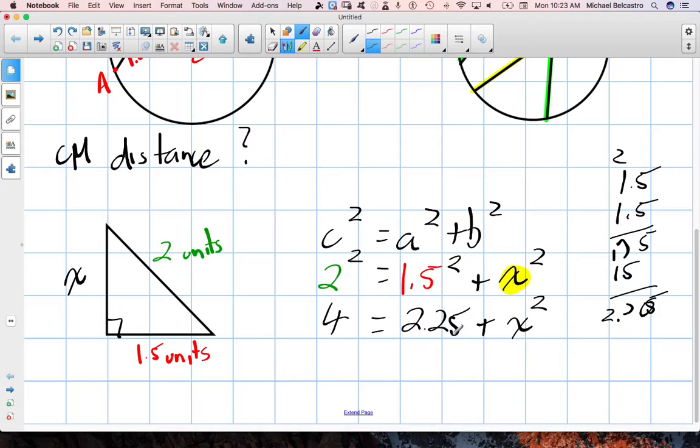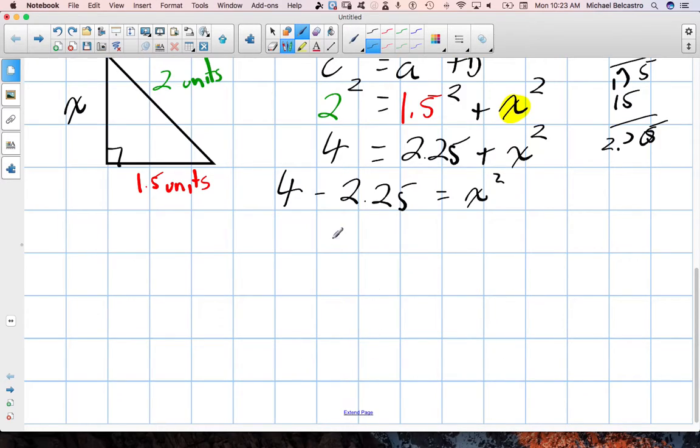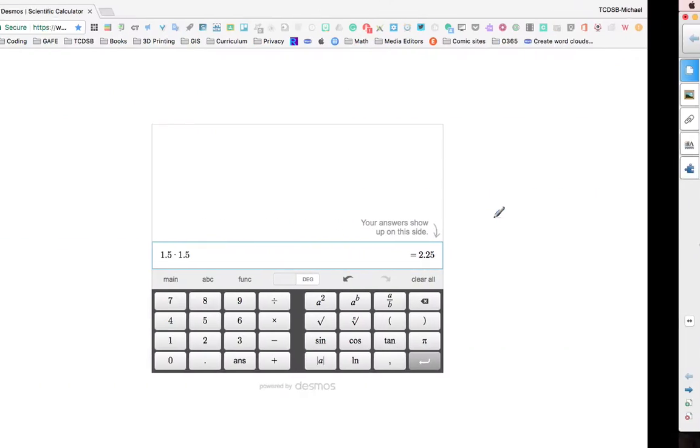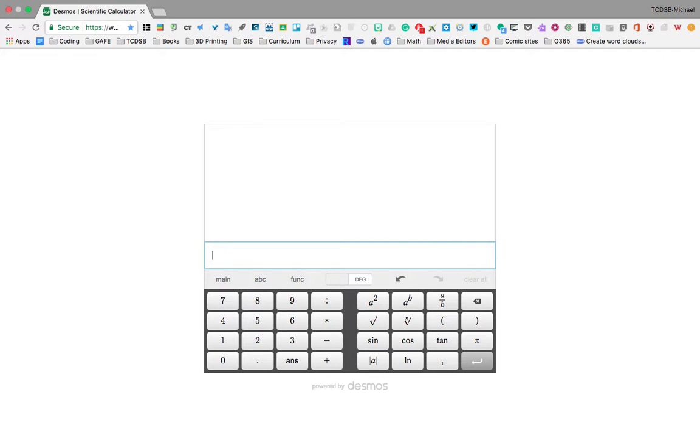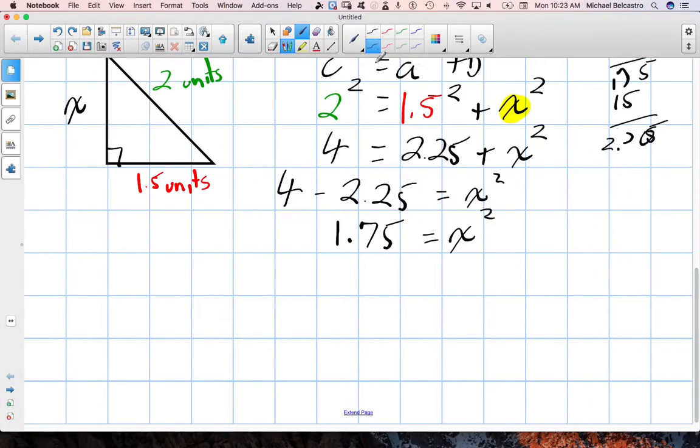Now we have to isolate for this x squared, so we're going to move the 2.25 to the other side. So 4 subtract 2.25 is equal to our x squared. 4 subtract 2.25 should be 1.75, I believe, is equal to x squared. Again, we're verifying on our calculator here. 4 subtract 2.25, 1.75, excellent. And to isolate x, because it's squared, we need to take the square root of both sides. That's going to leave us with x is equal to the root of 1.75.